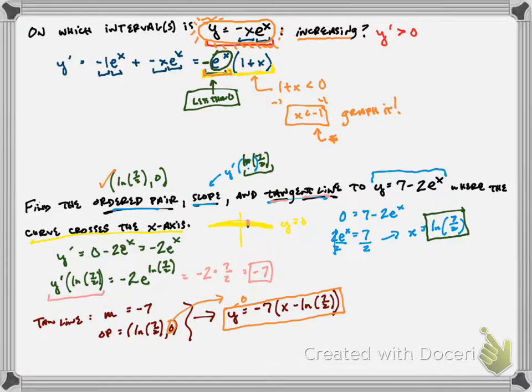Find the ordered pair, check, slope, check, and tangent line to y equals 7 minus 2e to the x, where the curve crosses the x-axis. I'm going to encourage you to plot this original function on your graphing calculator. Check that it is decreasing, and in this case it's going to be decreasing at a rate of negative 7 where we cross the x-axis. And then you might check to see if that also seems to make sense as your tangent line to the equation at that point.